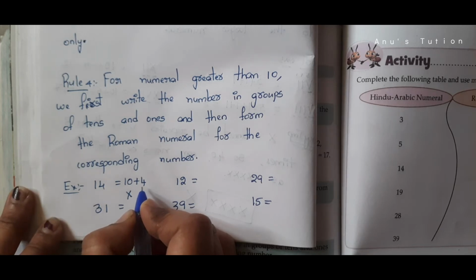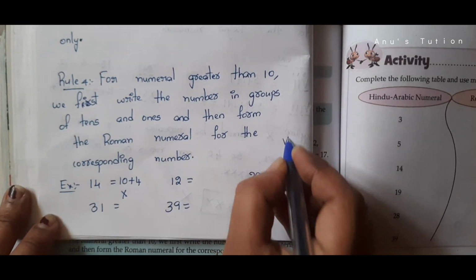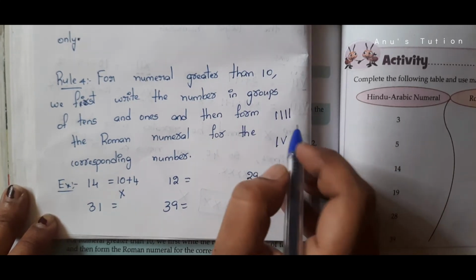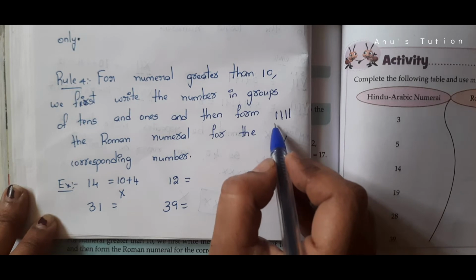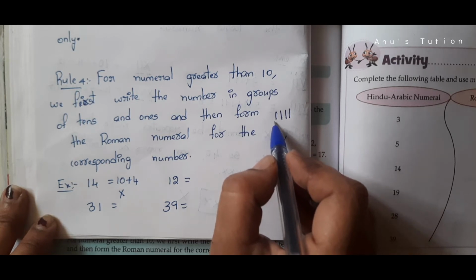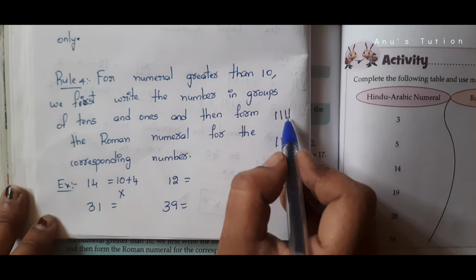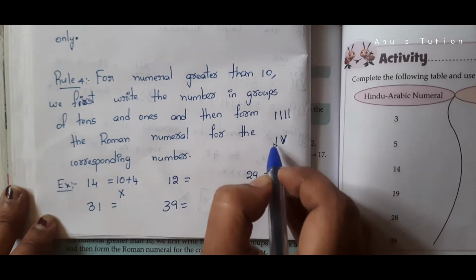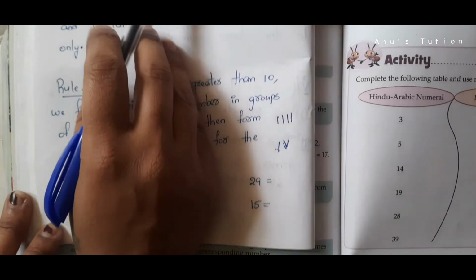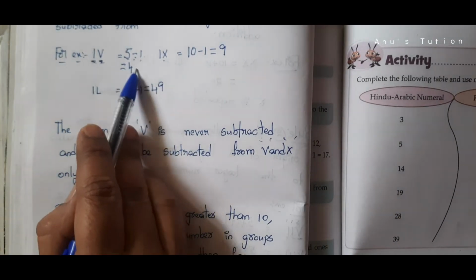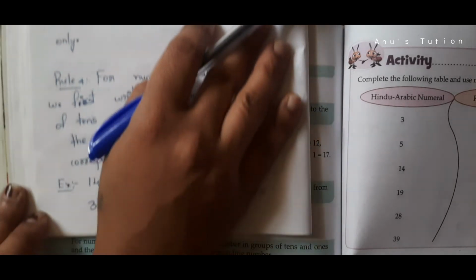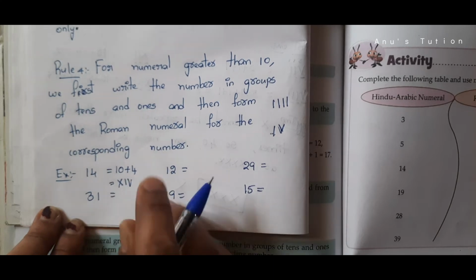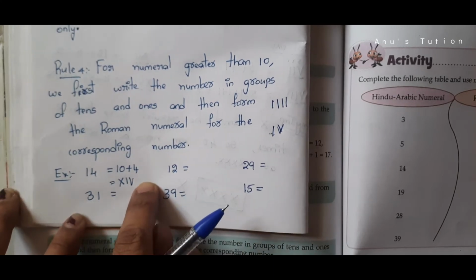How do we have to write 4? For 4 we write V and on the left side I. No need to write I, I, I, I. Why? Because there is a very important point: we need not write I more than 3 times. So for 4, you write V and on the left side I. Then 5 minus 1 is 4. We already discussed this. I, V means 4. Here, same. This is the Roman numeral form of 14.